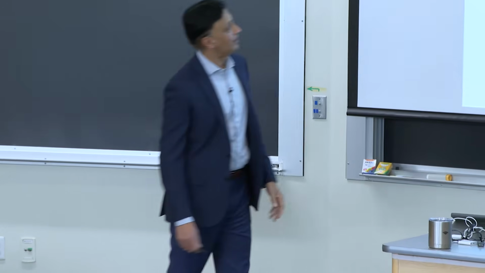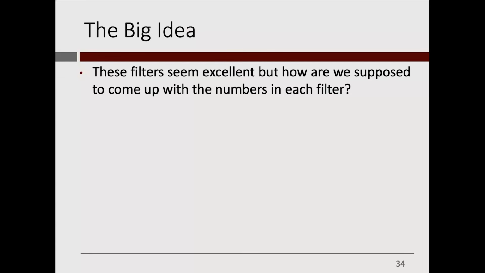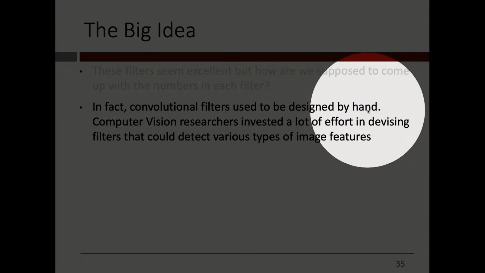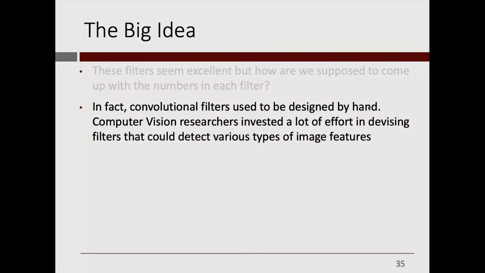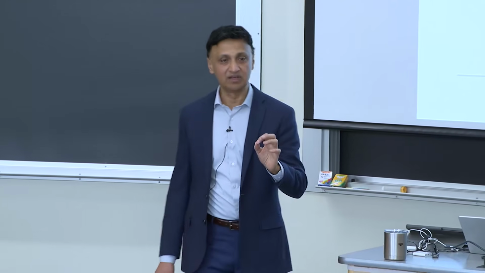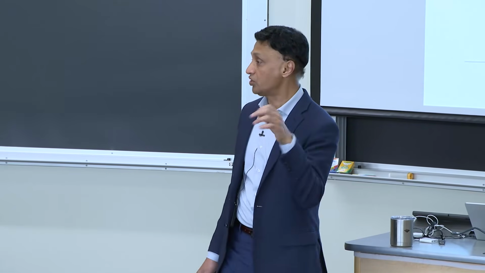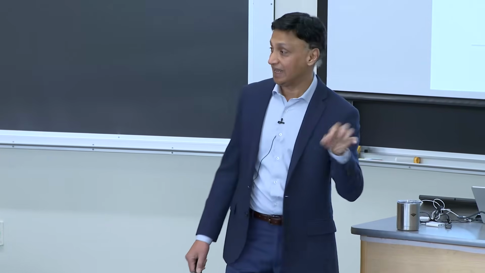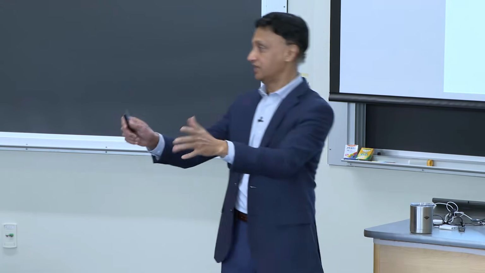Okay. So, all right, the big question. These seem excellent, but how are we supposed to come up with these numbers? Now, traditionally, these filters used to be designed by hand. Computer vision researchers would invest prodigious amounts of time, effort and talent to figure out the right kinds of filters to use for various specific applications. So if you wanted to build an application which would look at, say, MRI images and figure out what kind of features to extract to predict the evidence for a stroke, they would hand design the filter. They'd try lots of different values and then come up with, oh, I got the perfect filter. So that's the way it used to be done.